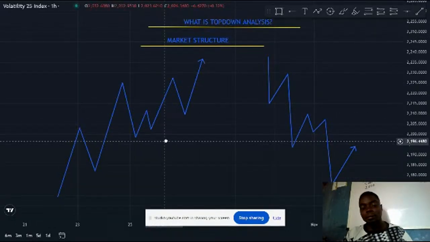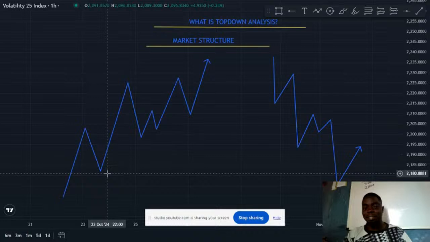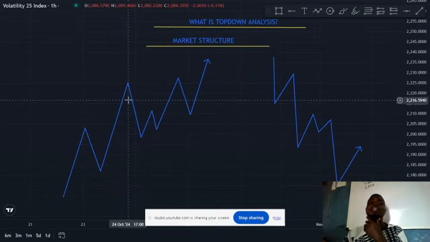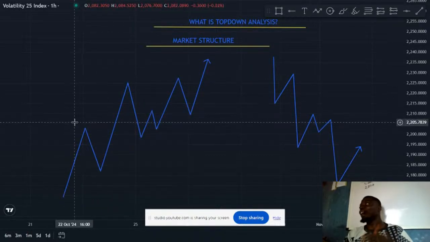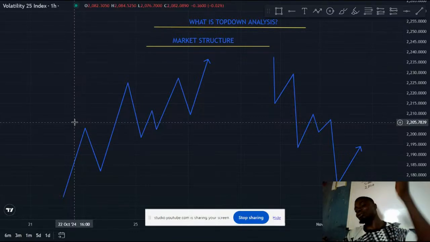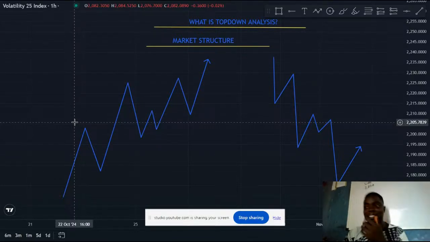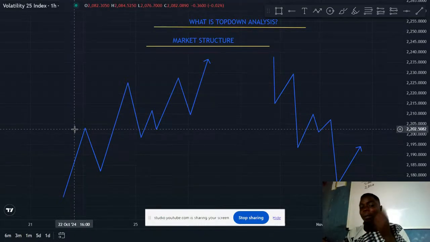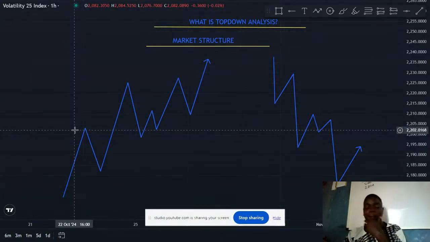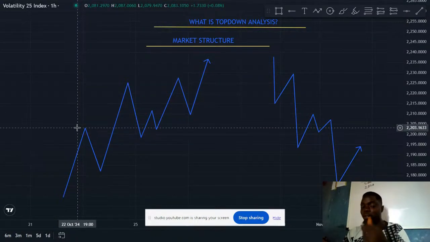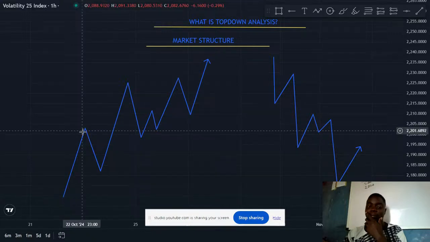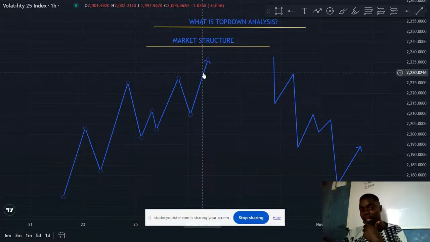Now, we know the uptrend. In an uptrend, the market will need to be forming higher highs and what? Higher lows. Get that straight. But on what premise? On what premise will you have a higher high? And on what premise will you have a higher low? That is just the question. But now we are talking about a bullish market.